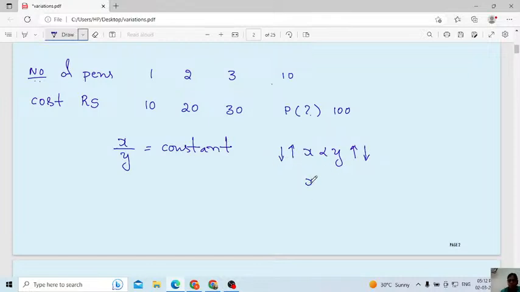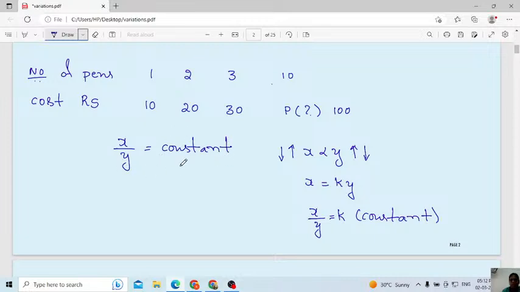Then to remove the proportionality sign, normally we will use one constant. Okay, k. Consider k is the proportionality constant. To remove this proportionality sign, we will use the proportionality constant. Then divide x by y, you will get k. K is nothing but the constant term. Always remember in the case of a direct proportion, the ratio will be constant.